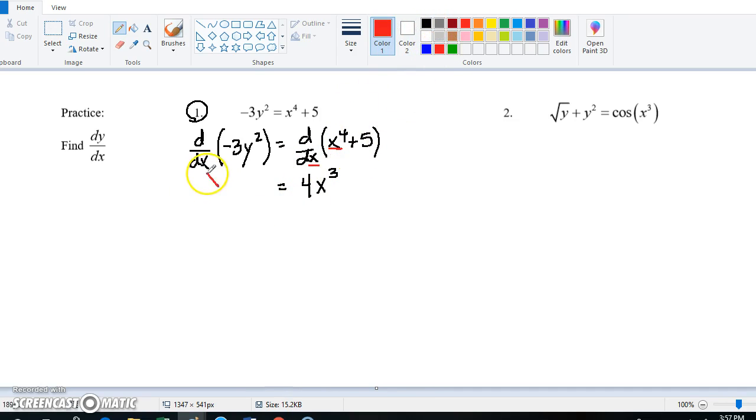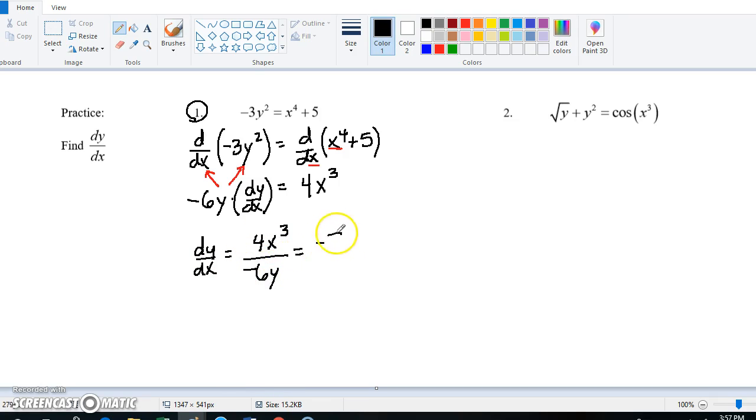In the second one, the variables do not agree. We're going to need to apply the chain rule. So what's the derivative of negative 3y squared? That would be negative 6y times the derivative dy dx. I want to solve for dy dx. I'm going to divide by negative 6y and reduce to get negative 2x cubed over 3y.